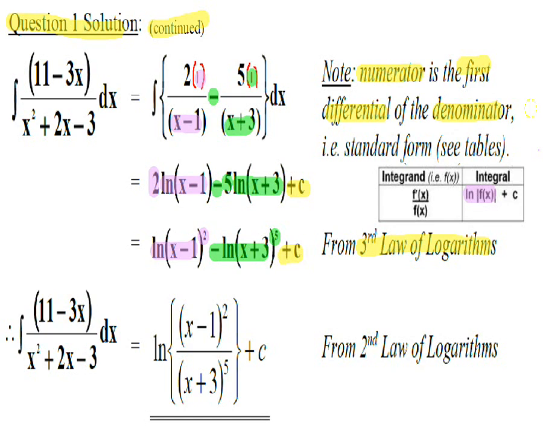Constant of integration added again. And then finally applying the second law of logarithms, as we're subtracting the logs, a second law of logarithms is required. So we simply now write the ln of (x minus 1) to the power of 2 divided by (x plus 3) to the power of 5, plus c. And there's our final solution for question 1.